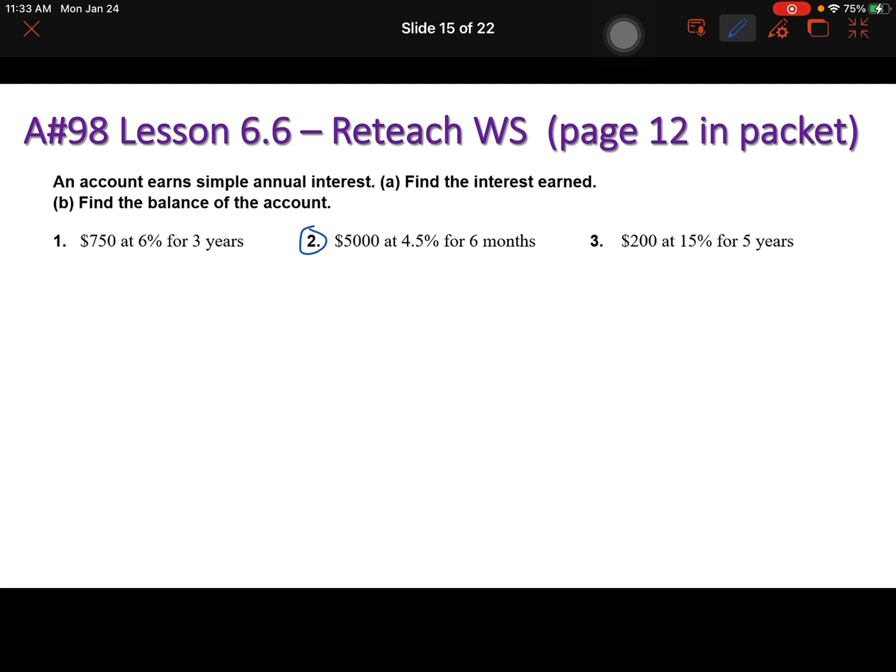All right, and this is a 2-part question. So we're going to do A, and then down here we're going to do B on each one of these. So we have to read. And so it says an account earns simple interest. A, find the interest, and then B, find the balance. So we're going to start with I equals PRT, and the principal this time is, it told us to find the interest, so we already know we're missing I, but $5,000 would be our principal.